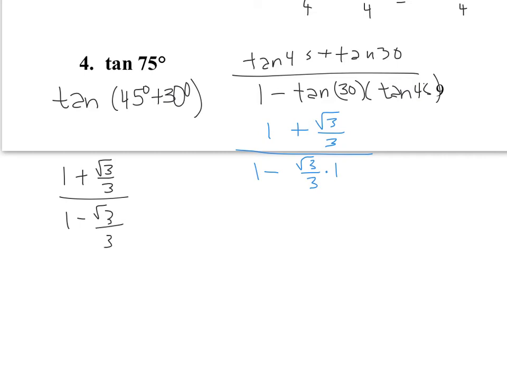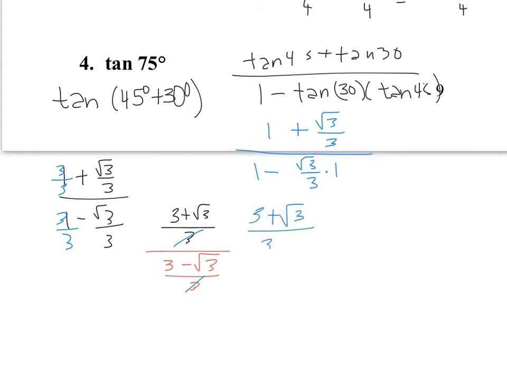So I'm going to get a common denominator of 3 and 3 right here. All I did was multiply 1 by 3 over 3. So now I'm going to have 3 plus root 3 over 3 divided by 3 minus root 3 over 3. Now, if I'm dividing these fractions, I can flip this one and multiply. So these 3's are going to cancel out, and I'm going to have 3 plus root 3 over 3 minus root 3.